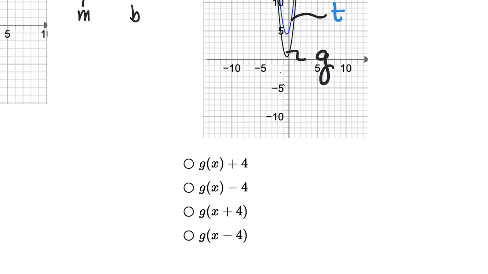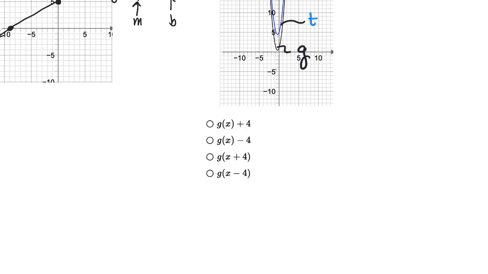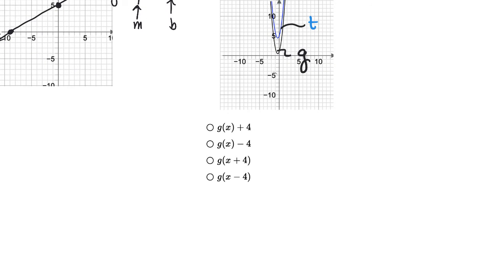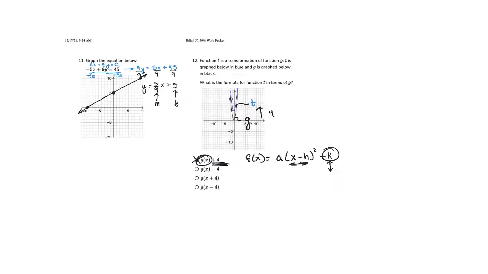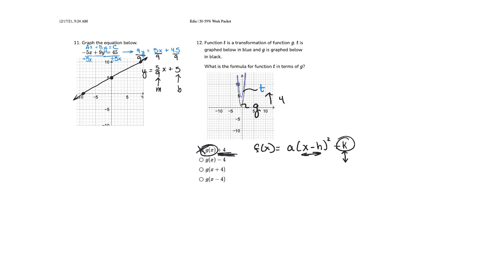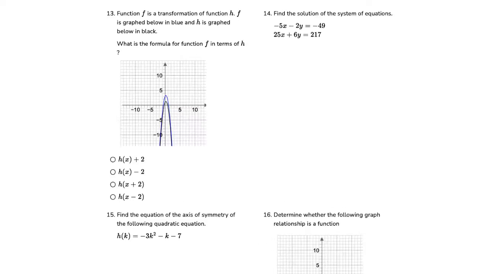There we go. So to move something up by 4, remember our function notation and our vertex form, a times x minus h squared plus k. Remember, h controls left and right, k controls up and down. This is moved up by 4 units, and so therefore we want a k value of 4. So it's g of x, but then 4 has been added on the outside to move it up. And that finishes page 3, I think. Page 4.